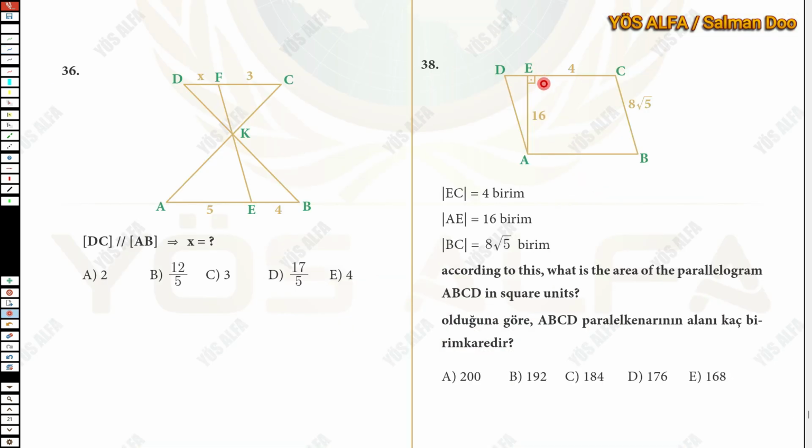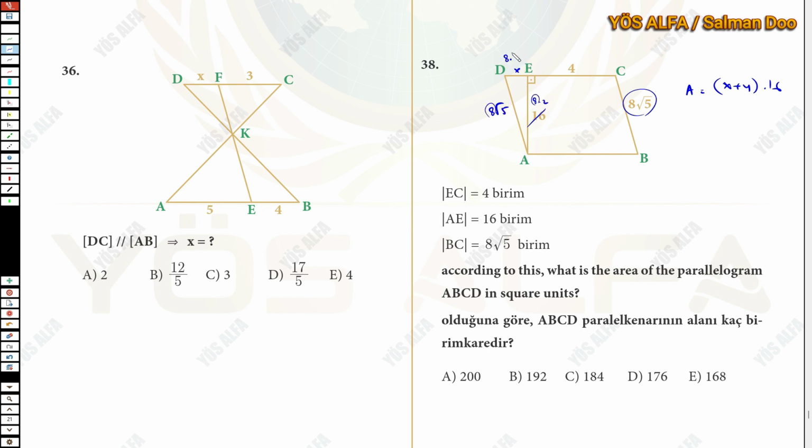8. EC is 4 and AE is 16, and this one is 8 root 5, and this is a parallelogram. We're asked to find the area ABCD. So the area for a parallelogram is base times height. So the height is known, part of the base is known. If we know DE, then we can find the area. So let's say this is x, then the area is x plus 4 times 16. Okay, since this is 8 root 5, we also know that this side is also 8 root 5. And 16 is 8 times 2. Since we have 8 over here and 8 over there, DE must be 8 times something.